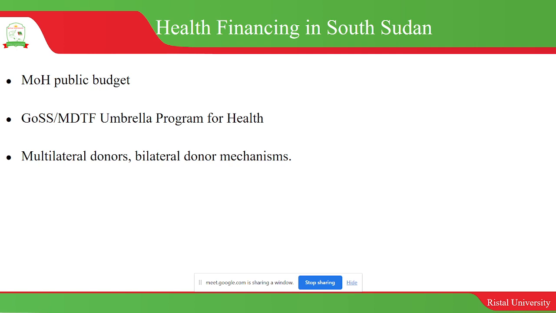The money that the Ministry of Health uses comes from a number of sources. The revenues are collected under the Ministry of Finance, which draws the budget. The Ministry of Health has to convince the Ministry of Finance on the budgetary allocations needed to finance health services in a given financial year. Then we also have the multi-donor trust fund, multilateral donors, and different donor mechanisms to finance health in South Sudan.